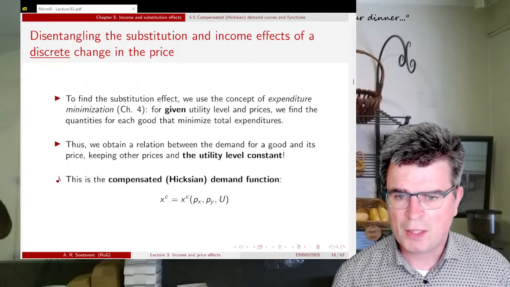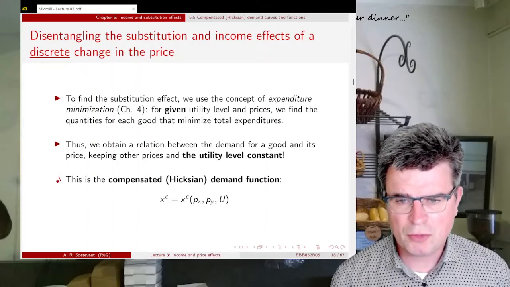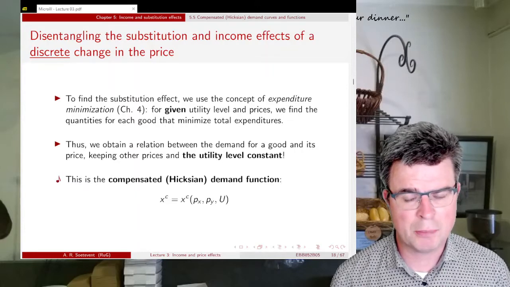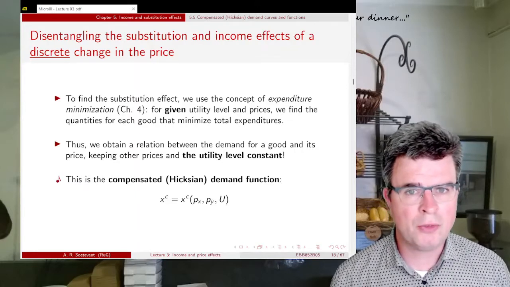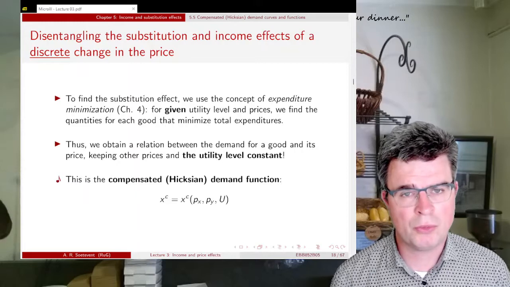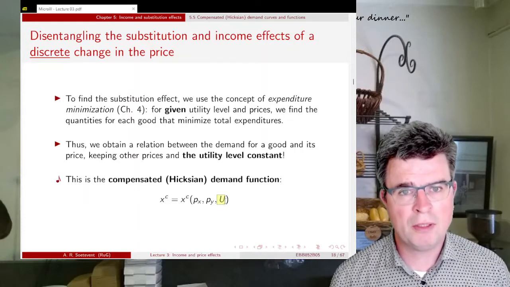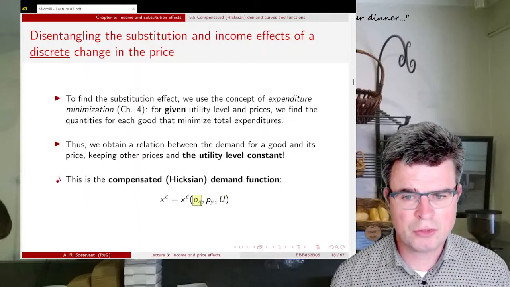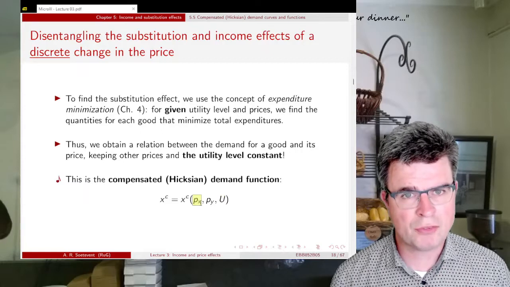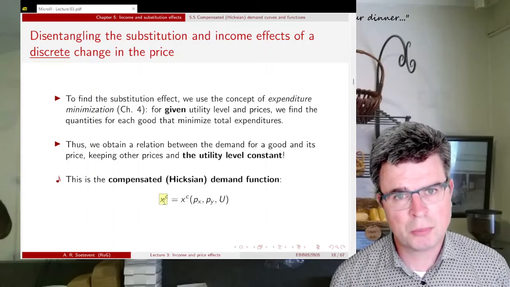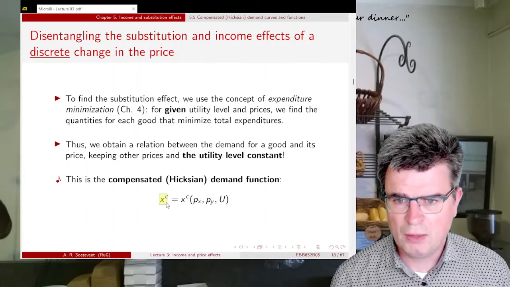So this one is familiar. The demand for a good X is dependent on the price of good X, the price of the other good, good Y, and the utility level that we want to attain. And if we keep this one fixed, then we will remain on the same indifference curve. And if we then study a change in the price of good X, what we will get is a change in demand that is the effect of the substitution effect. So let's do that.